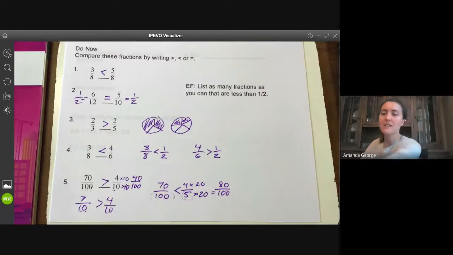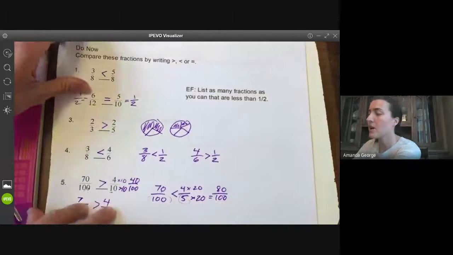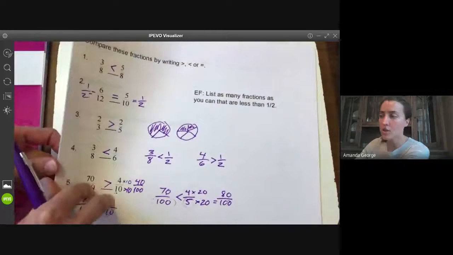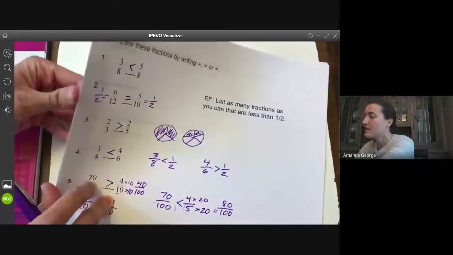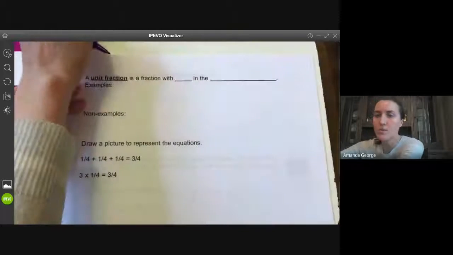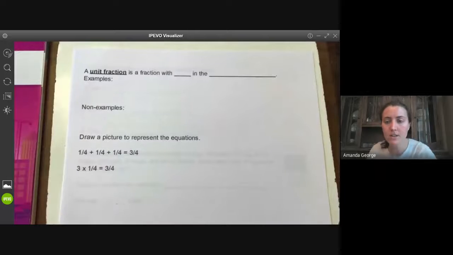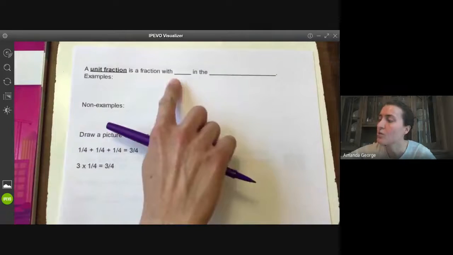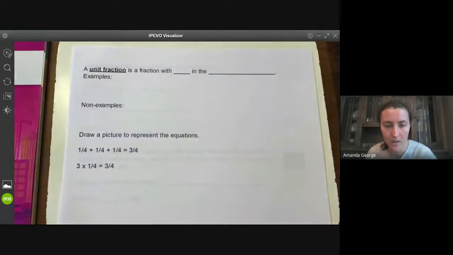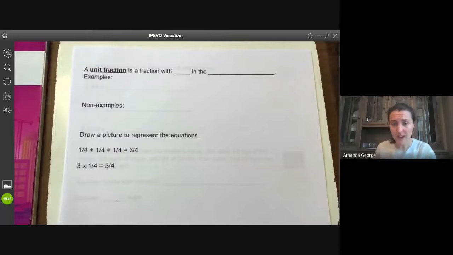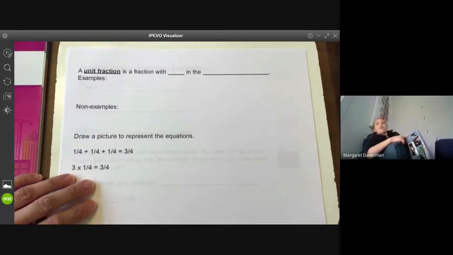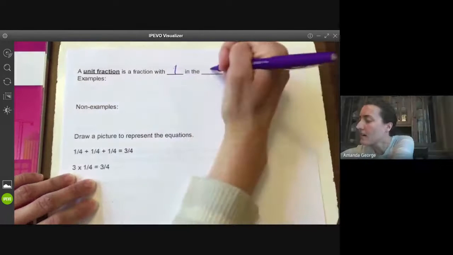Okay, so let's move on to today's lesson, which is going to be all about multiples of unit fractions. So now that we have our fraction brains warmed up, let's remind ourselves what a unit fraction is. A unit fraction is a fraction with blank in the blank. Raise your hand if you remember how we'd fill those in. 1 in the numerator. Awesome.